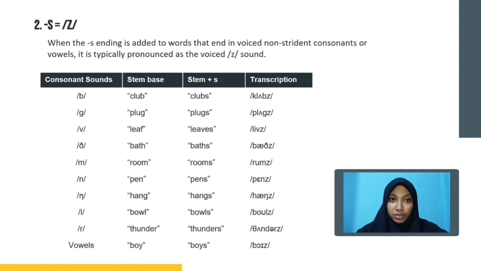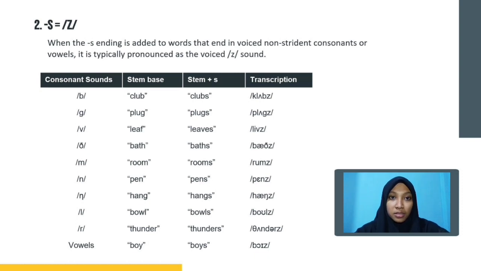Thank you for the opportunity. I'm Adillah Dhiyanti and I will continue the material. Number 2. S ending pronounced as the voiced Z. When the S ending is added to words that end in voiced, non-strident consonants or vowels, it is typically pronounced as the voiced Z sound.